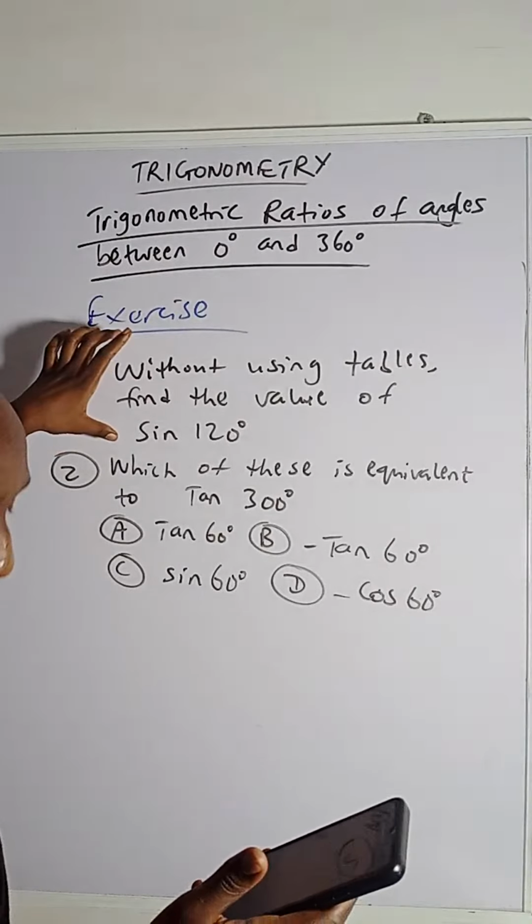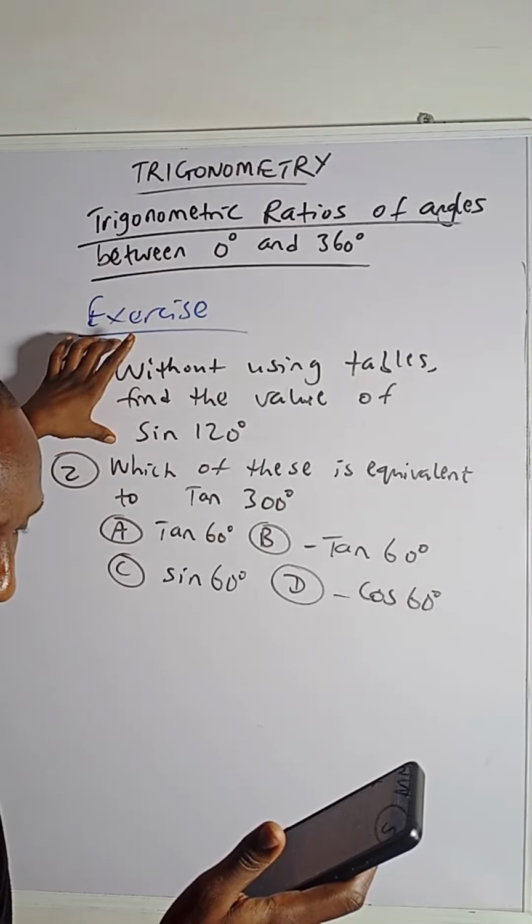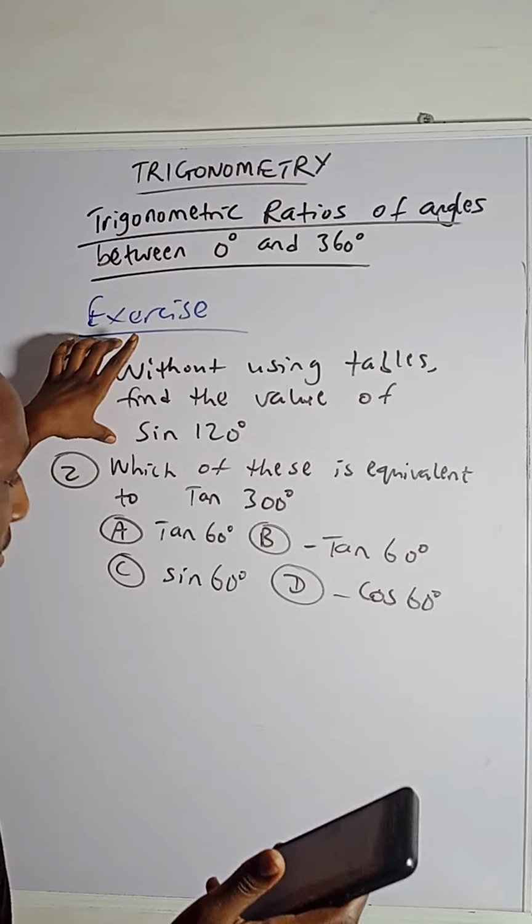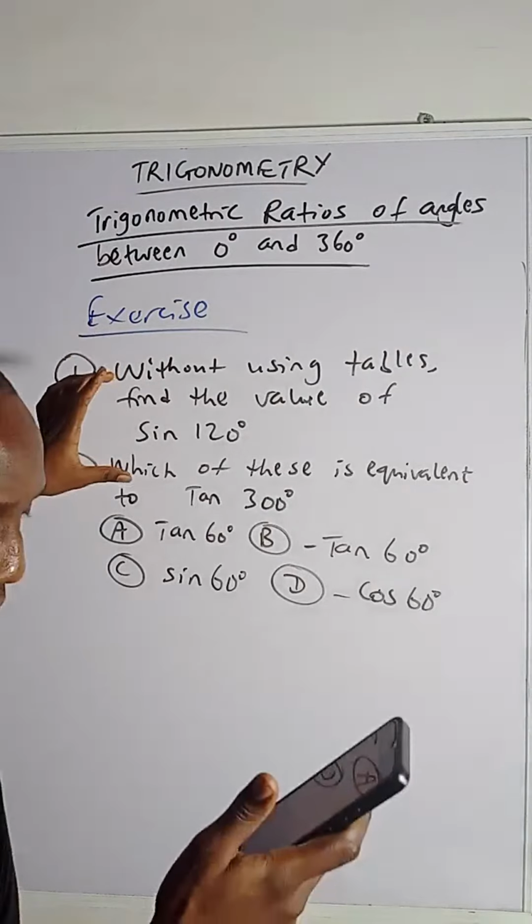Option B. Yes, let's start with number 1 first. Sorry, I was just talking. I didn't even check the comment. For number 1, what did we get? Option B.